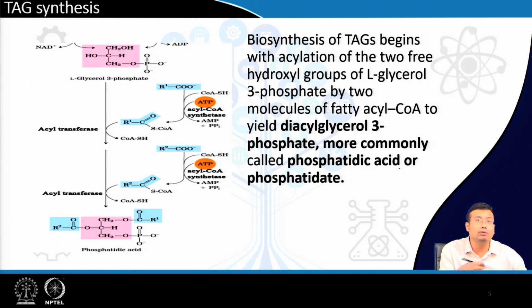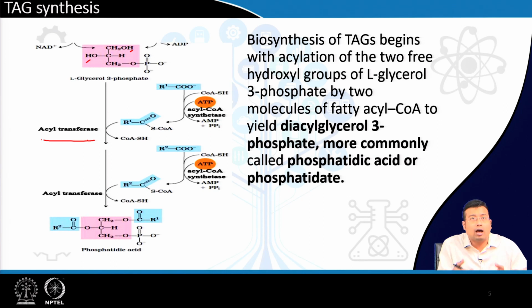Now what happens with this glycerol 3-phosphate? To this glycerol 3-phosphate, the hydrogen atom of this OH group will be simply replaced by an acyl group from a fatty acid. What is the enzyme? Simple, acyl transferase.